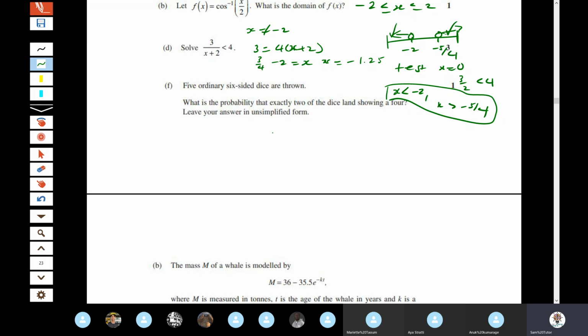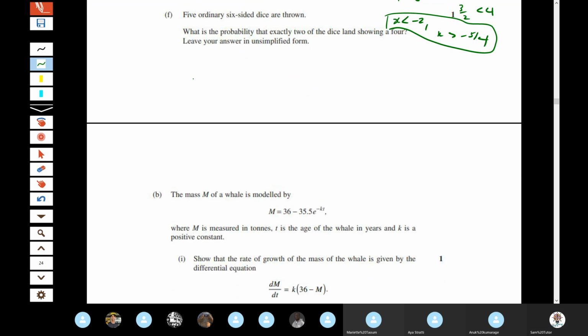Any questions? Start with F. Five ordinary 6-sided dice are thrown. Find the probability of exactly two of the dice showing a 4. Okay, that's an easy one, if you guys don't do it wrong. Exactly 2.